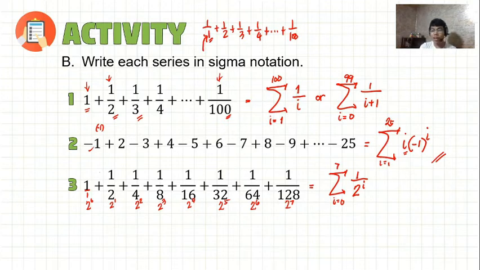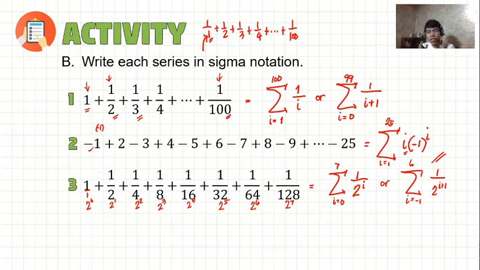Okay, you can have another answer for this. Example, I can have summation of 1 over 2 to the i plus 1. i starts from, suppose you have, para 0 yun, so it must be negative 1 raised to 6, right? Para 7 rin yung last number. O di ba? Another answer yan.